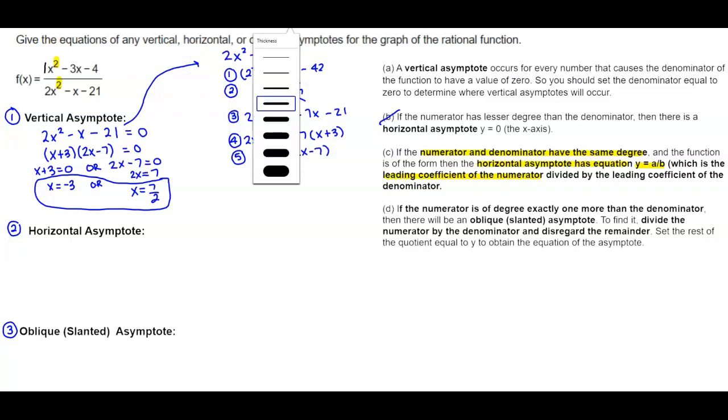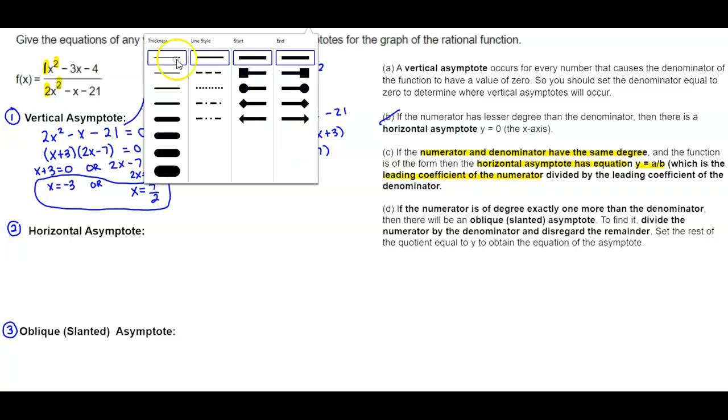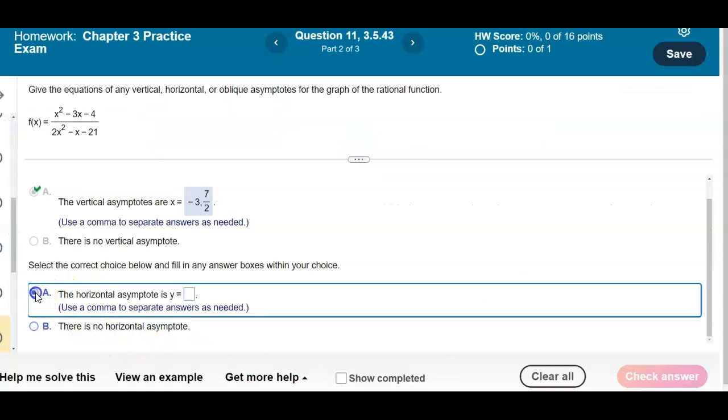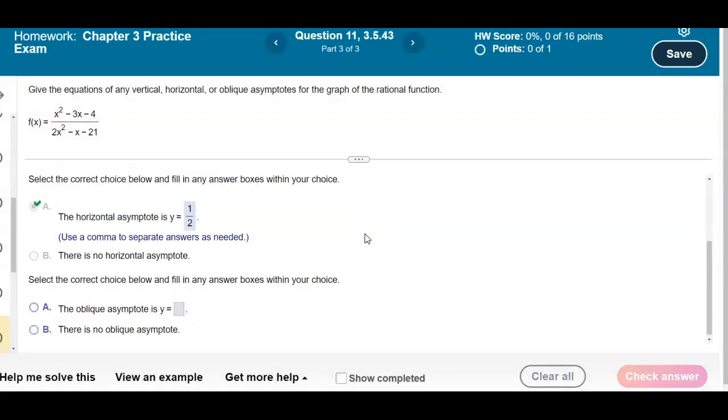So therefore, we know that the leading coefficient of the numerator is 1, and the leading coefficient of the denominator is 2. So let's go ahead and write down what our horizontal asymptote is. y is going to equal 1 over 2, and that's going to represent the horizontal asymptote. So let's put that in there. So we have a horizontal asymptote, and that is y equals 1 divided by 2. Let's check our answer, and there is our result.